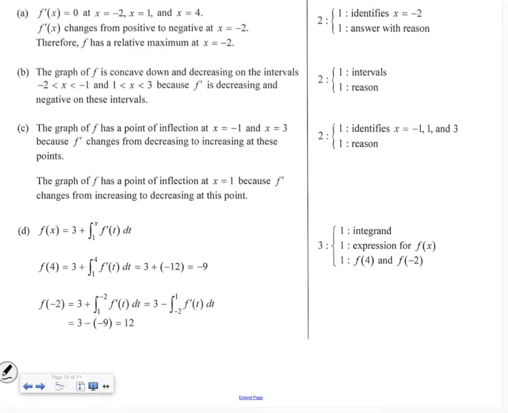And like I said, they broke it up into f prime changes from decreasing to increasing for 2 of the points and increasing to decreasing. You can do that, or you can just write f double prime changes sign. And then D, you get 1 point for your integrand. So probably this whole part here, not just the f prime of x. 1 point for an expression for all of f of x, and 1 point for finding both f of 2 and f of -2.